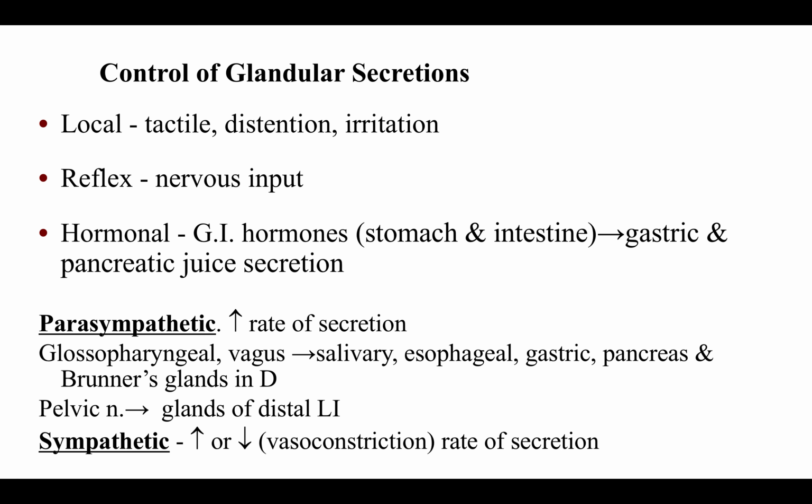The mechanisms are mainly regulated within the stomach and the intestine to control the gastric and pancreatic juice secretions. Talking about the role of the autonomic nervous system in controlling the glandular function, the parasympathetic nervous system increases the rate of the glandular secretions, and this is conveyed through the glossopharyngeal and the vagus nerves to the salivary, esophageal, gastric, pancreatic, and duodenal glands. The pelvic nerve also carries parasympathetic nerve fibers to the glands of the large intestine.